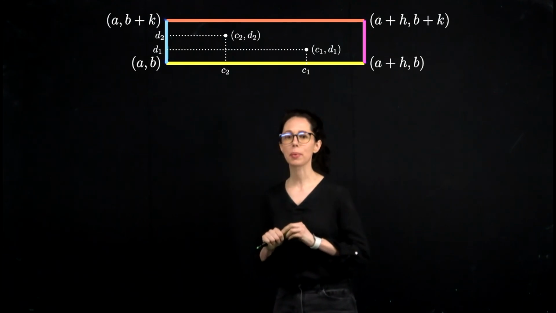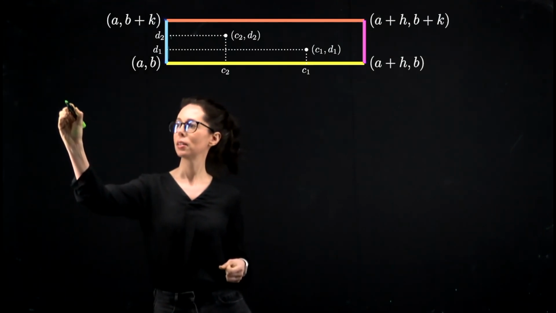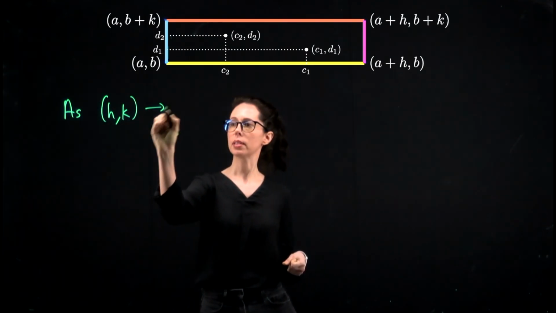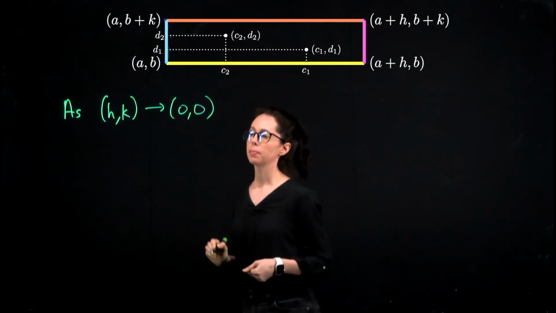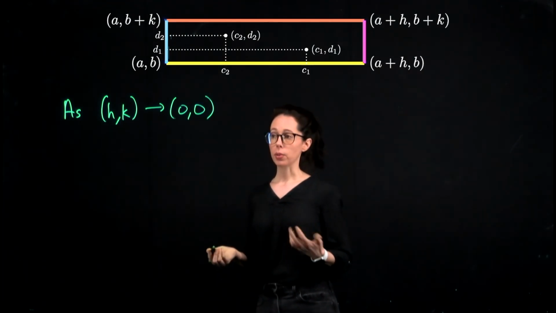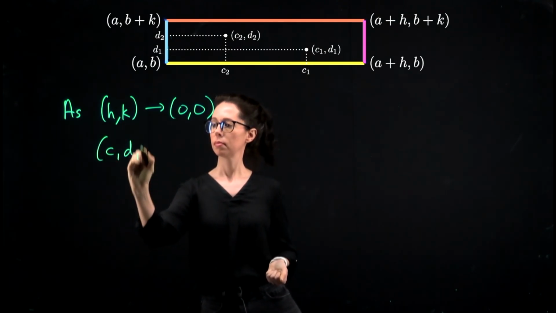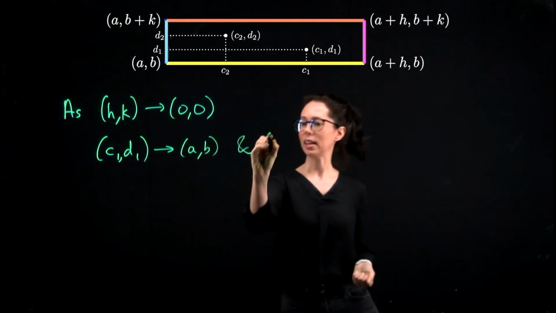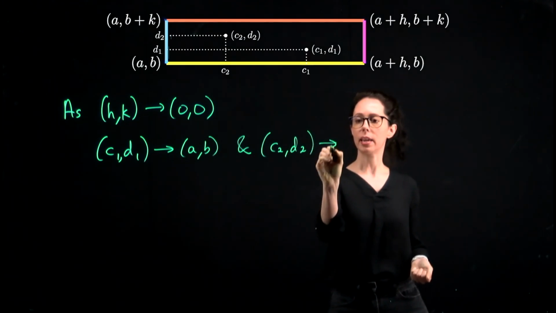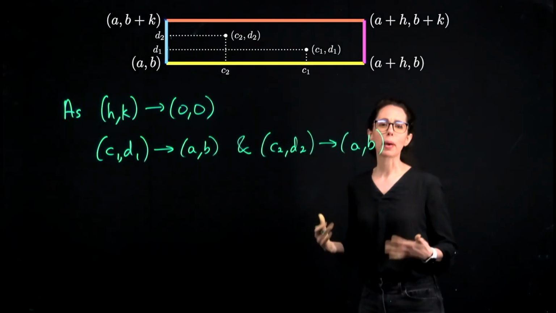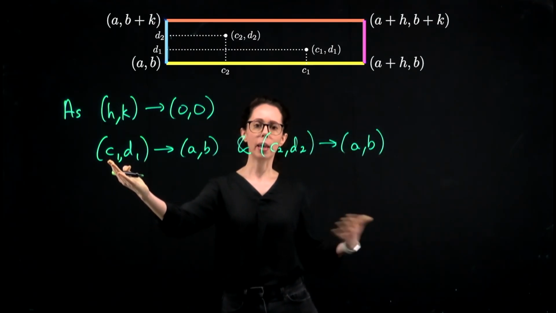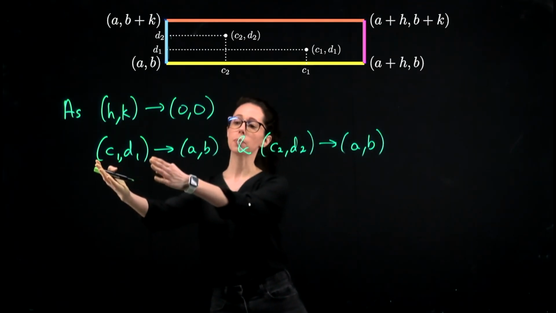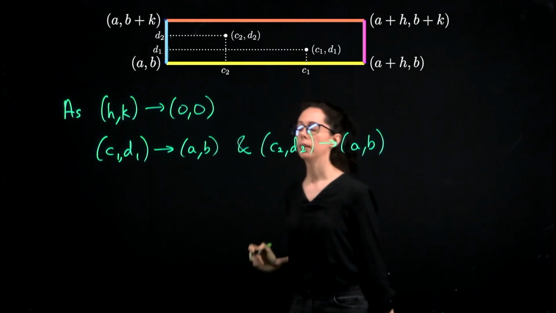Okay, so let's summarize some of the observations we just made. As our perturbation factors h and k go to 0, 0, C1, D1 goes to AB, and C2, D2 goes to AB. And that's essentially by the squeeze theorem. So C1 is between A and A plus h, and goes to A. D1 is between B and B plus k, and goes to B. So this point gets squeezed to AB, as does this point.